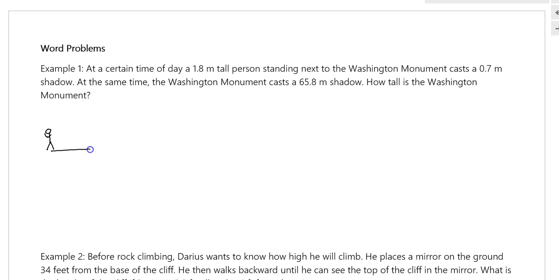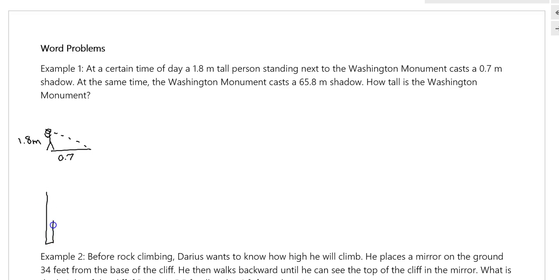Here's my person. Their shadows are on the ground. A lot of people want to draw shadows standing up next to you. I have never seen my shadow standing up next to me. So unless you're Peter Pan, your shadow is on the ground. So he is 1.8 meters tall, and his shadow is 0.7. This is a triangle. This is like the ray of the sun, which causes that shadow to go there. So the rays of the sun complete that triangle.